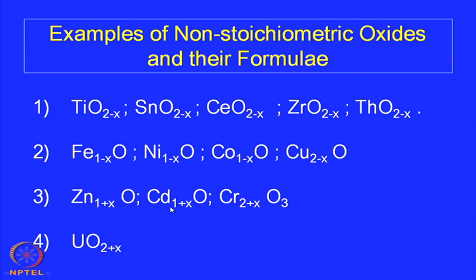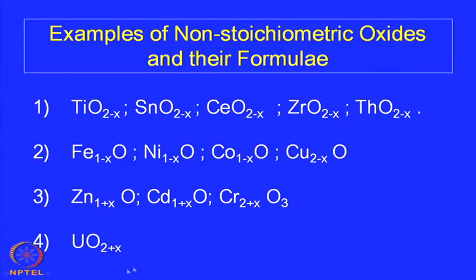ZnO, CdO, cadmium oxide, chromium oxide, all of them are written as 1 plus x, which means there is a metal interstitial. These are oxygen deficient oxides like the first category, less oxygen is there, but in the first case the oxygen deficiency is because of oxygen vacancy, and in this case the oxygen deficiency is because of metal interstitials. So, they are very specific, one has to understand which particular point defect is giving rise to what kind of non-stoichiometry, and that tells us a lot about its properties, about its behavior.